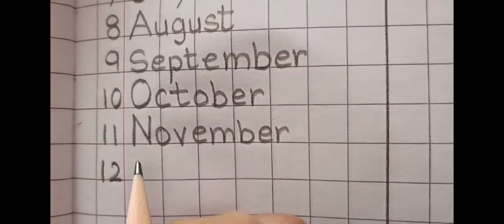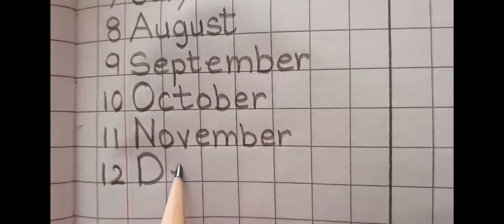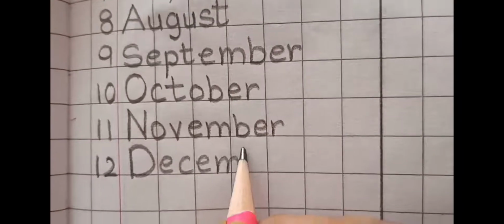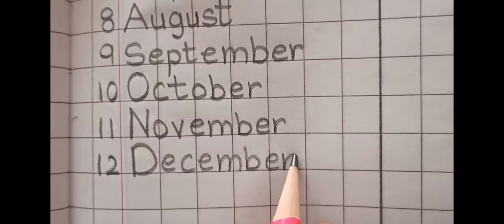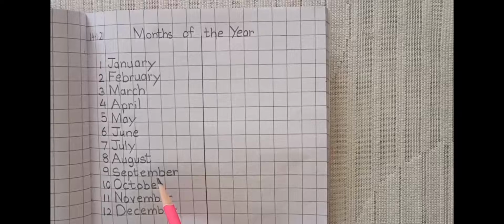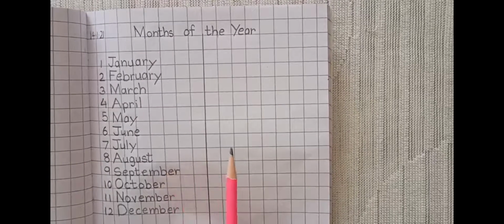12th month is December. Capital D, e, c, e, m, b, e, r, December. Children, you have to write months of the year like this in both the columns.